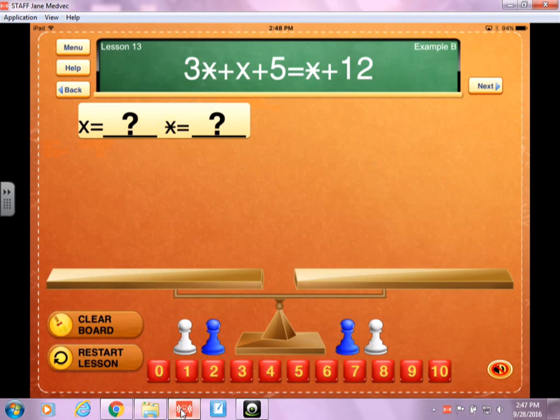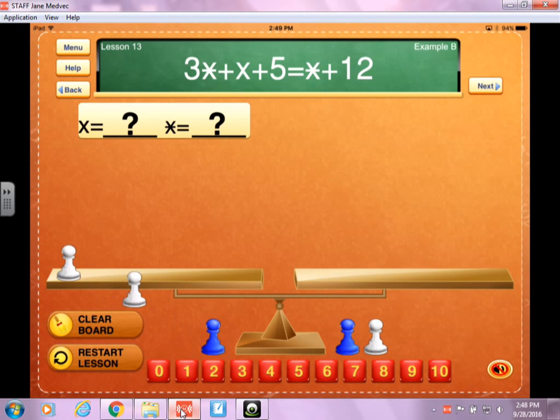Okay, so here's the first problem. Go ahead and write that down. I've got 3 star plus x plus 5 equals star plus 12. Okay? So what we're going to do is set this up now on our balance. I got a lot of kids that are not doing this, and it kind of scares me. It's going to get harder.